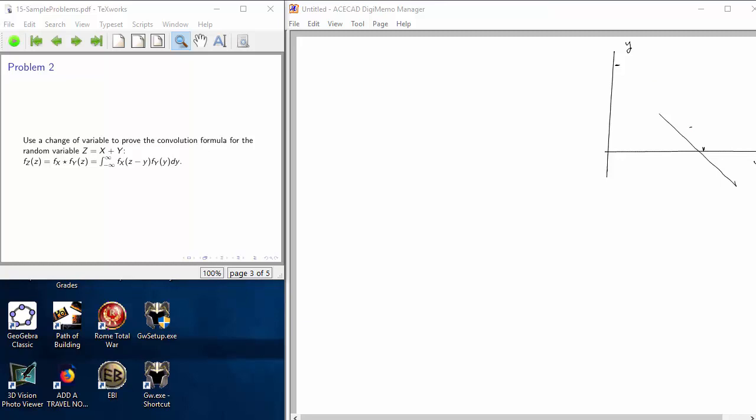So here is the line z equals x plus y. And if I go up to a certain value y, I can say that the corresponding value of x has to be z minus y. Now what am I going to compute? I'm going to compute the distribution function f sub z of little z, and that's the probability that the sum of the two random variables x and y is less than or equal to z. Once I've got that figured out, I'm going to take its derivative to get the density function.